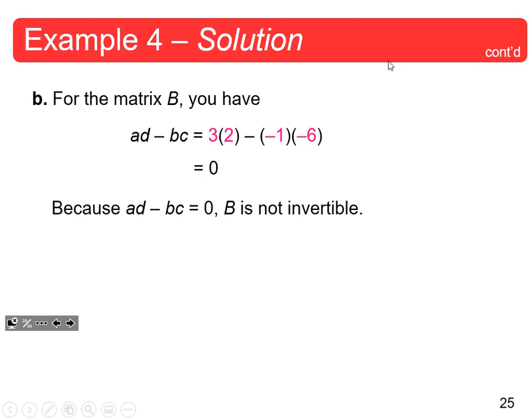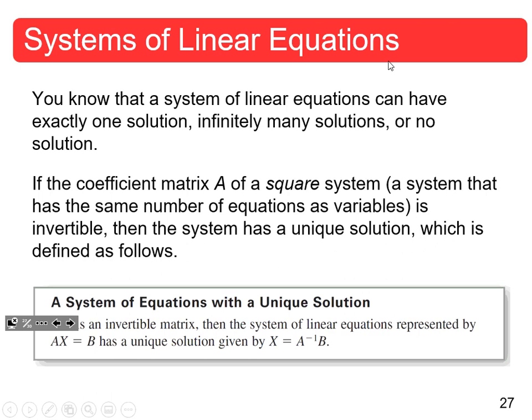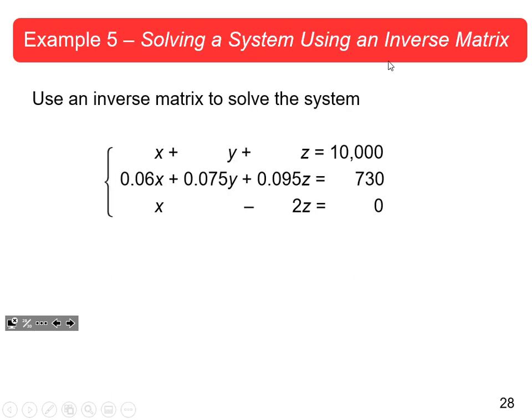Now here, because the determinant of matrix B is 0, it means it's a singular matrix. If the determinant is 0, then it will be a singular matrix. Systems of linear equations. Okay. Now, the way that we use inverses to solve these here, and again, we've done this before, this is all pretty much rehashing.